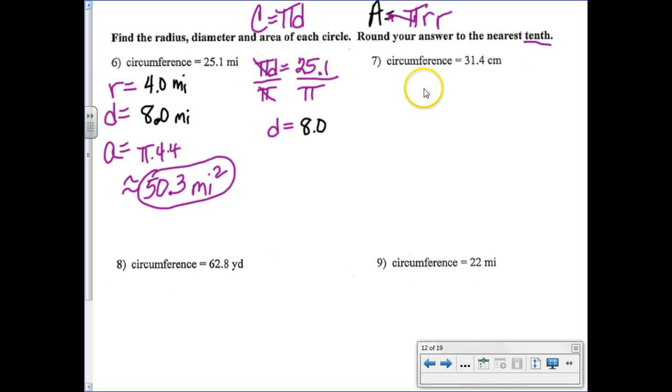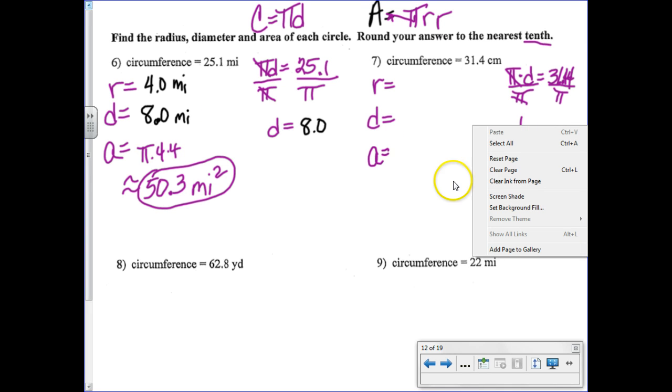Circumference is 31.4. I'm asking you to find the radius, the diameter, and the area. So over here I'm going to do my work. I know that circumference means pi times diameter, and I get 31.4. So when I divide both sides by pi, you should end up with your diameter being equal to, and I think when you round this, see, I get like 9.99.